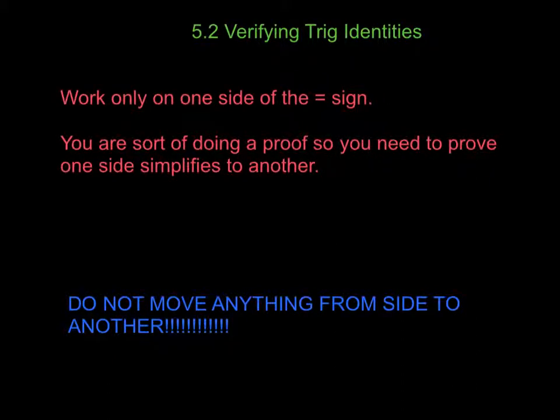This is the video for 5.2, verifying trig identities. I want you to work only on one side of the equal sign. I know there are some problems in the book, and if you look at some of the examples, you do them on both sides, but because of how you do things in calculus, needing to simplify to one thing and verifying things, I'm only going to have you work on one side.